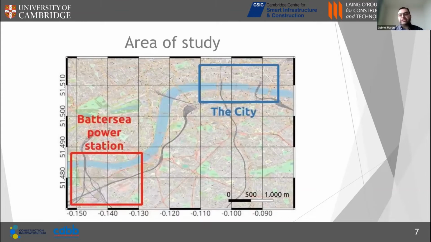To evaluate this methodology, we perform experiments over two different areas of study. On the left, we can see central London. On the left one, we can see the Battersea Power Station area, where there have been some dewatering activities, and there is some subsidence in the region that is observable from space. And then we have another, more complex scenario where there are many different events happening, which is in the center of London, in the region of the city.